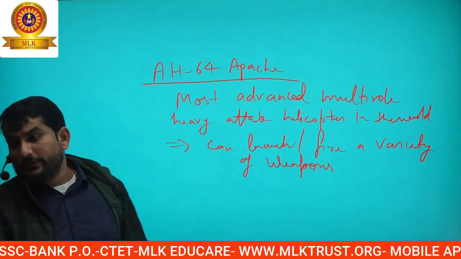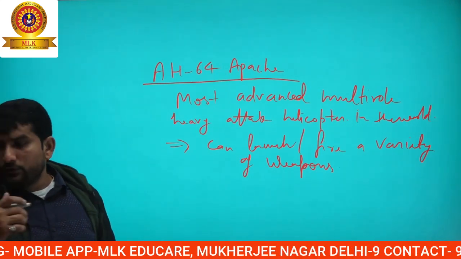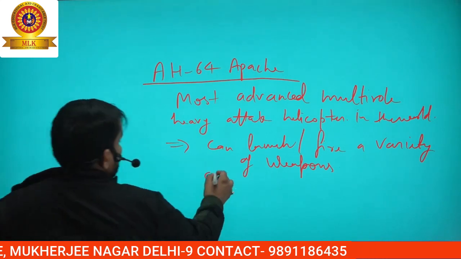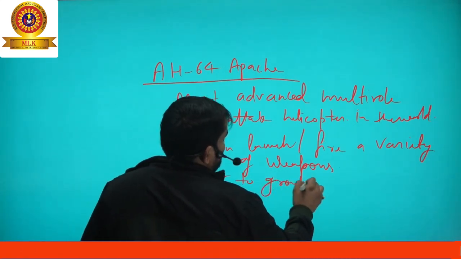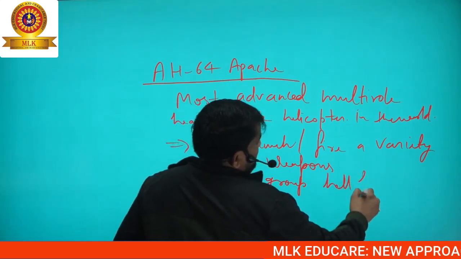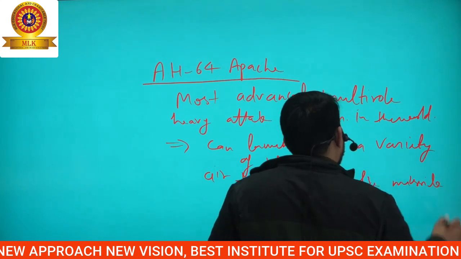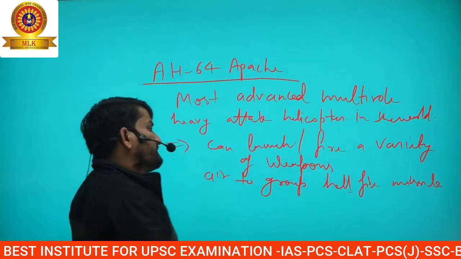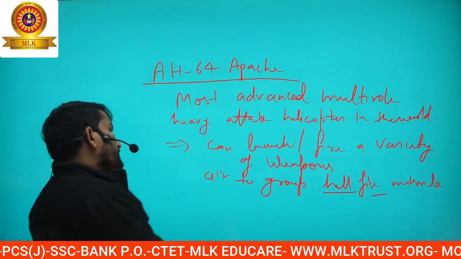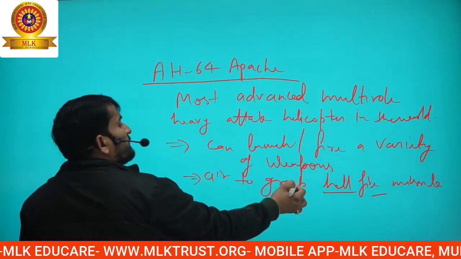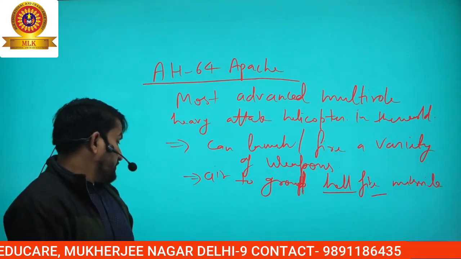Variety of weapons. That means the weapons including air to ground Hellfire missile. Hellfire missile means a missile which can be fired from the helicopter. Hellfire is nothing but the helicopter-fired missile, and it is from air to ground. Okay, from air to ground. Clear?